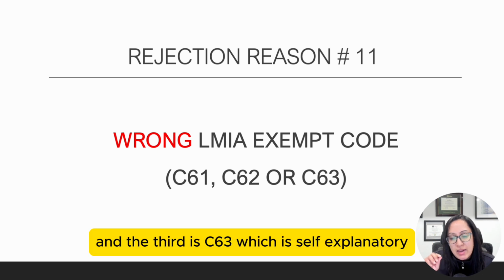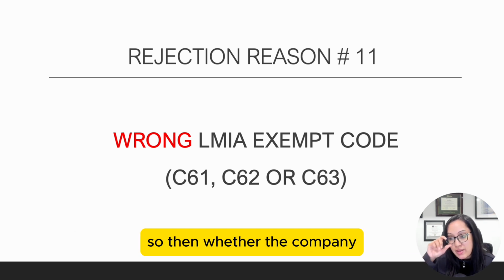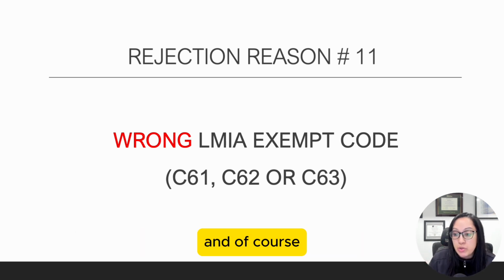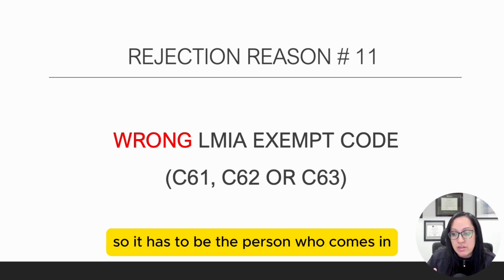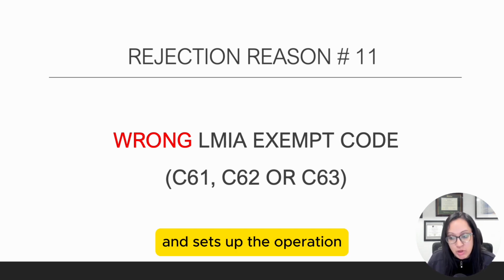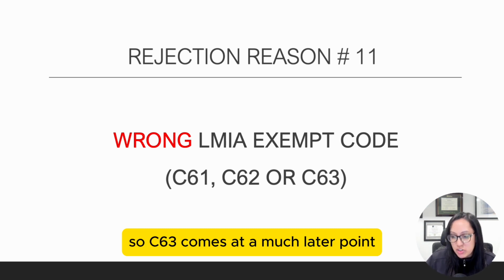And the third is C63, which is self-explanatory, which is for specialized knowledge workers. Of course, you cannot send a specialized knowledge worker when you first start the company. It has to be the person who comes in and sets up the operation and does all of those things. So C63 comes at a much later point.